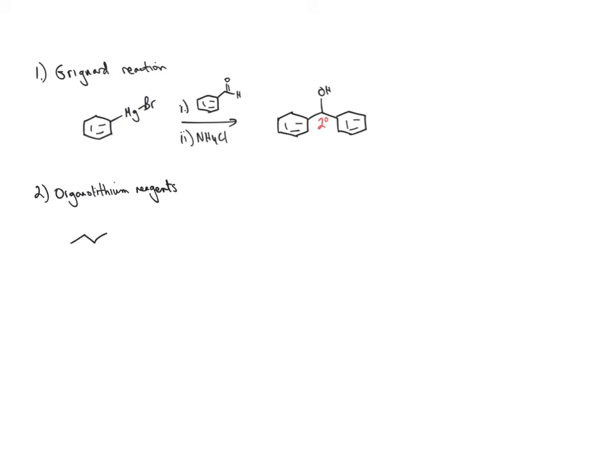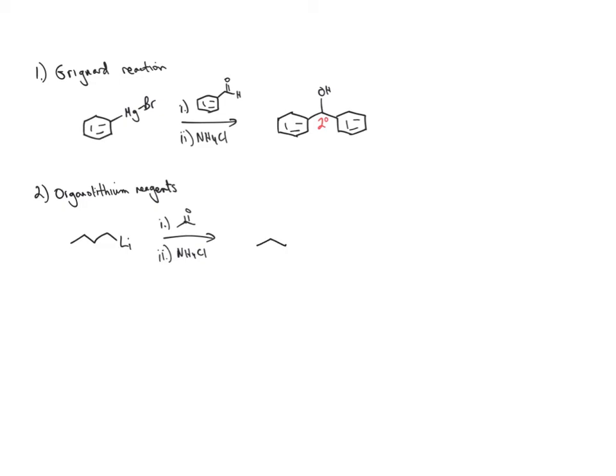Right, and so instead of a Grignard reagent, let's now start with an organolithium. You could have started with a Grignard reagent as well, and you get the same result. Let's react this now with a ketone, and let's quench it, of course, again with ammonium chloride. This time we're starting with a ketone, so nucleophilic addition occurs to give you a product.